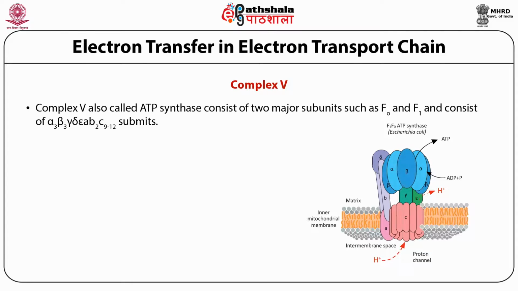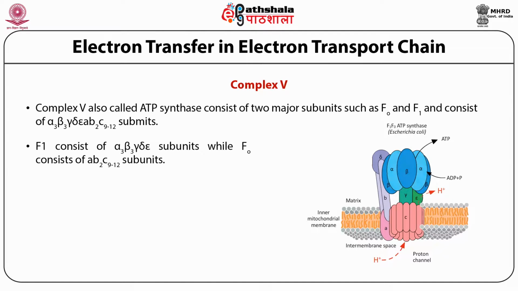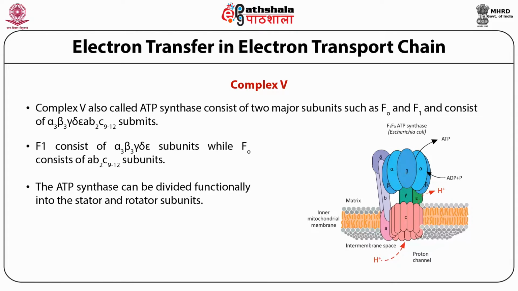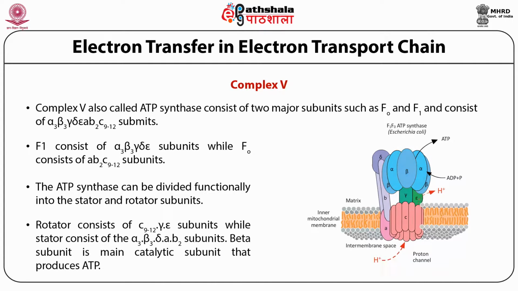This is known as ATP synthase, which has two subunits FO and F1, and consists of alpha, beta, gamma, delta, epsilon subunits in F1, while A, B and C subunits in FO. ATP synthase is functionally divided into two parts. One is the rotator, the other is the stator. The rotator consists of C subunit, gamma subunit and epsilon subunit. The stator consists of A subunit, B subunit, delta subunit, and alpha and beta subunits. It is the beta subunit of the stator that is the main catalytic subunit.